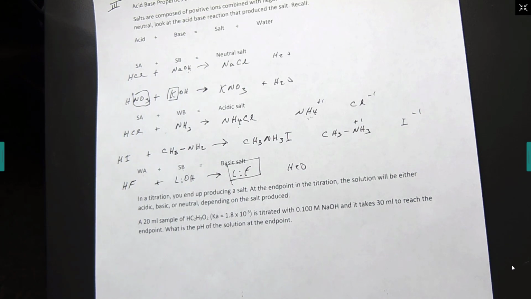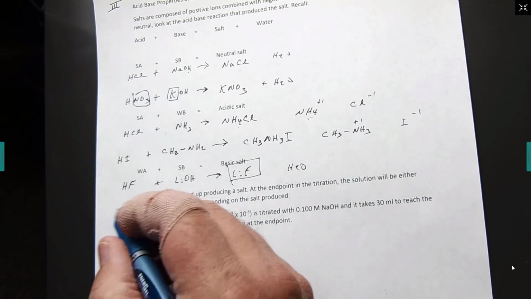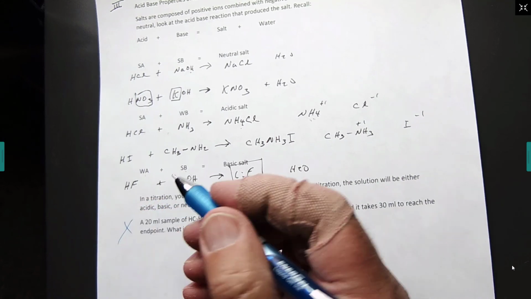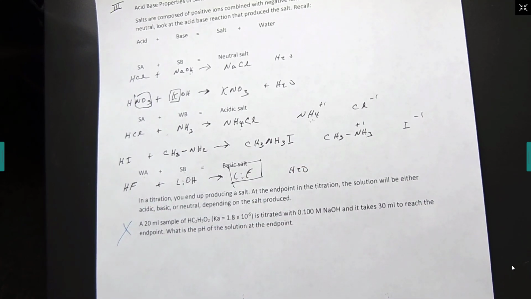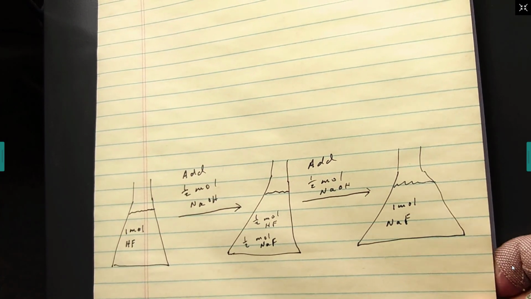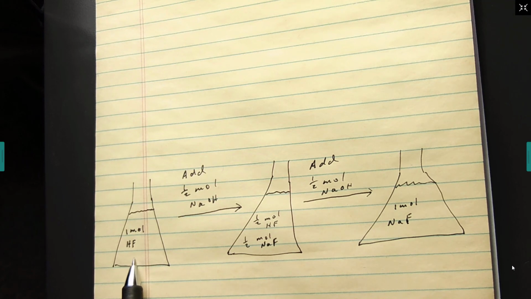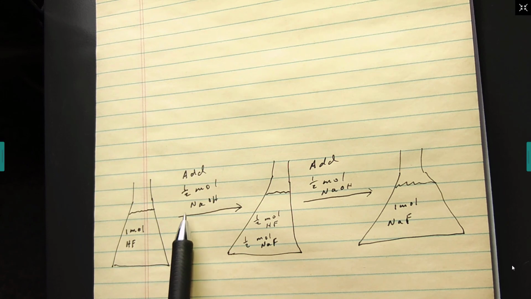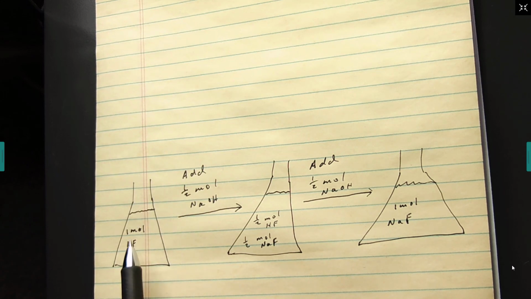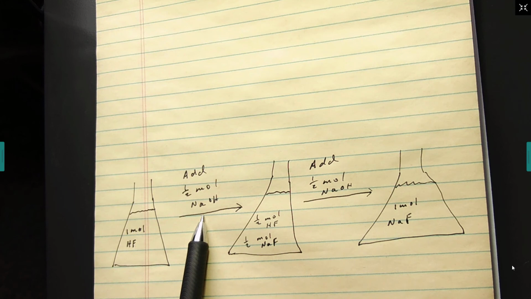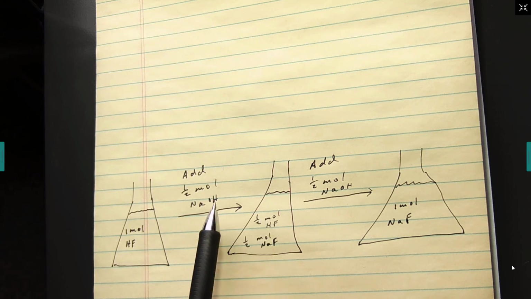Now, on the midterm, you're going to get a question that's going to look a little bit like this concerning a titration. Thing to know is when you're doing a titration, you end up with a salt. Let's say you were going to do a titration of hydrofluoric acid here. So you have some hydrofluoric acid, and you add sodium hydroxide to it. I start with 1 mole of the acid, and I add half a mole of this. Do I still have a mole of the acid in here? Of course not.